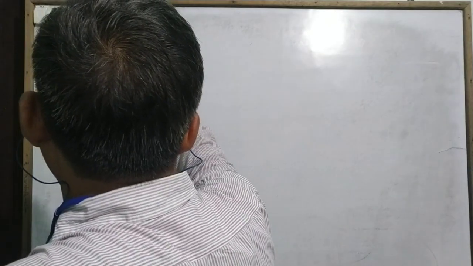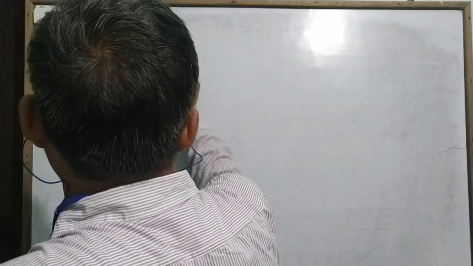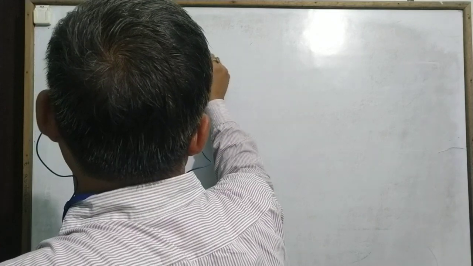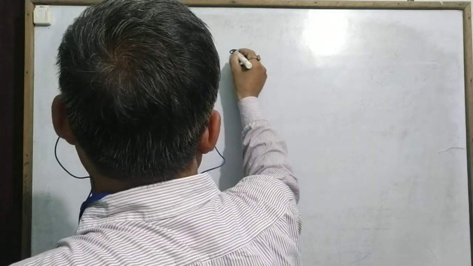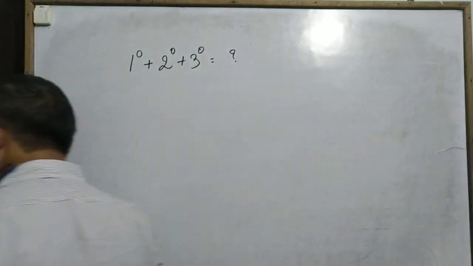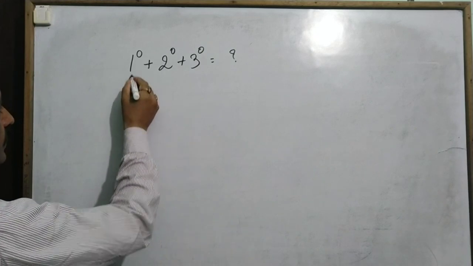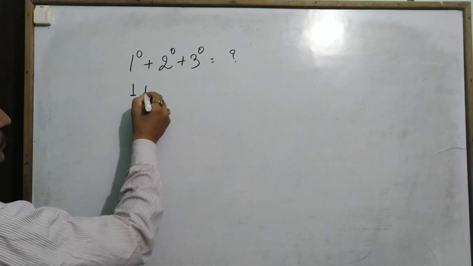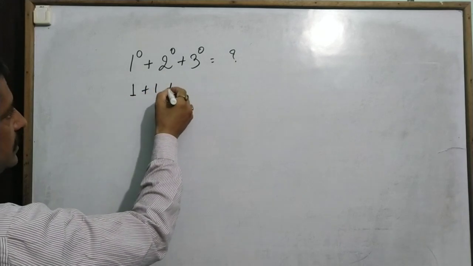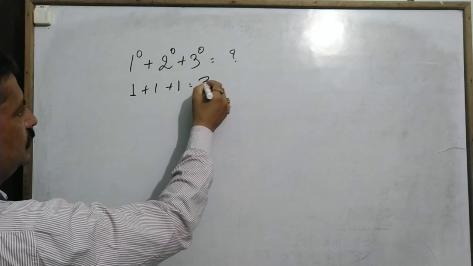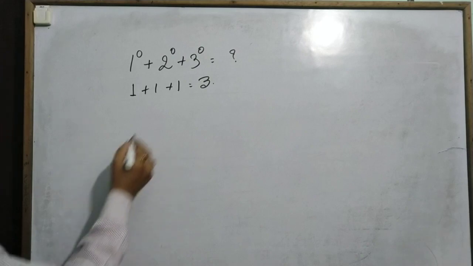First of all, some questions: 1 to the power 0 plus 2 to the power 0 plus 3 to the power 0 is equal to? Very simple. 1 to the power 0 is equal to 1, 2 to the power 0 is equal to 1, and 3 to the power 0 is equal to 1. So the answer is C.